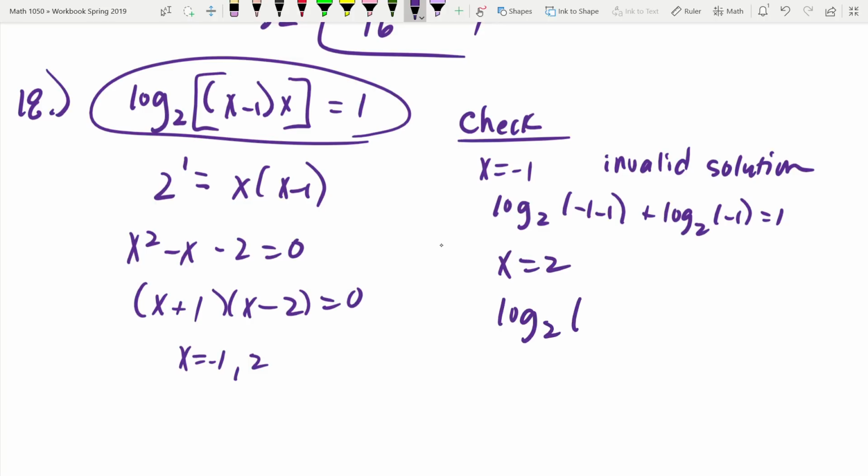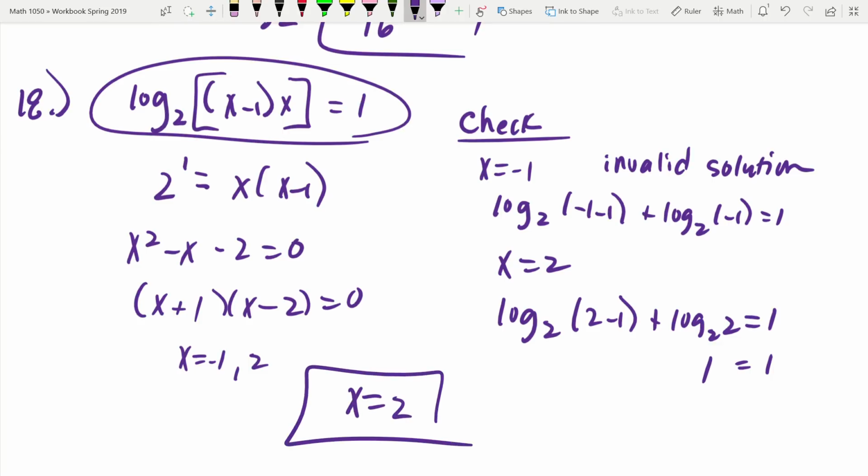Next one, x equals 2. So that's log base 2 of 2 minus 1 plus log base 2 of 2 is equal to 1. If you don't know how to put that in your calculator, that's a problem. Make sure you know how to do that. Grab your calculator and go log 2 minus 1, close it, divided by log 2, close it, plus log 2, close it, divided by log 2, close it, enter, 1 equals 1. So I'm done. I have one answer. The only thing I box or highlight is x equals 2.